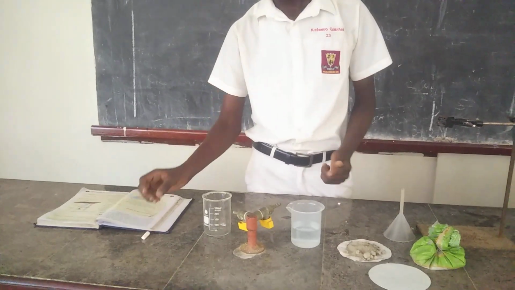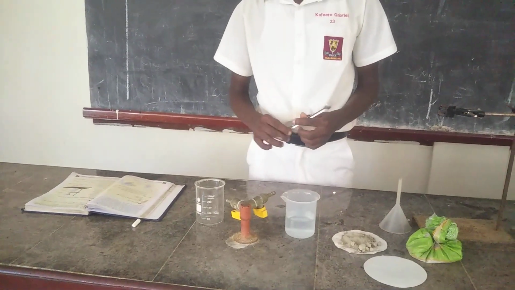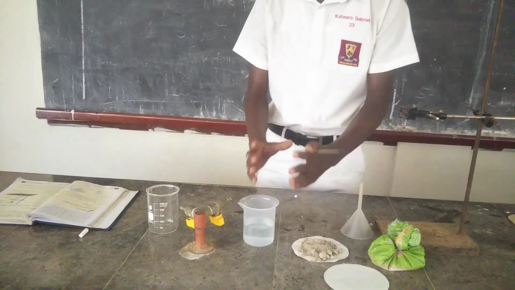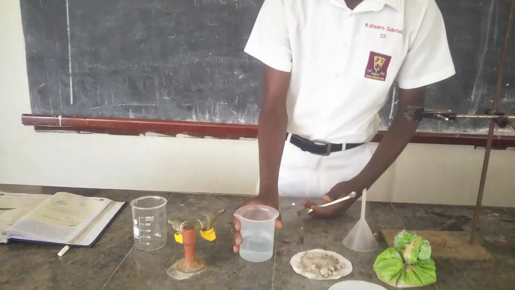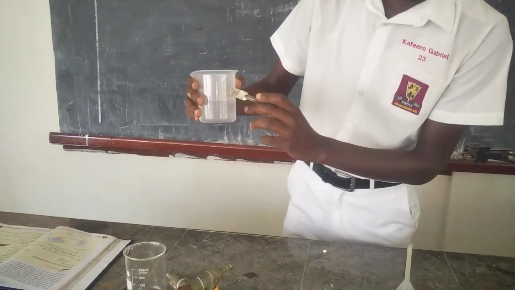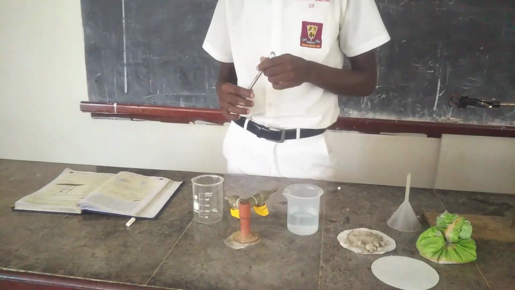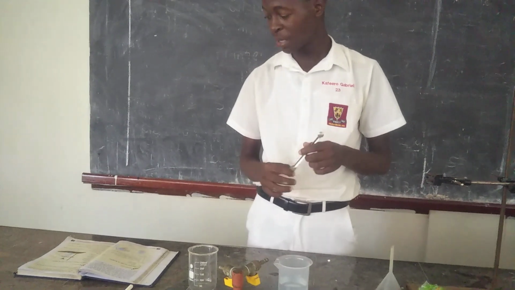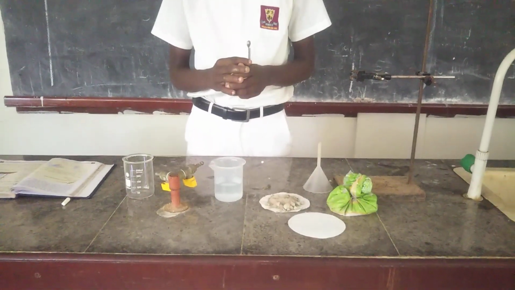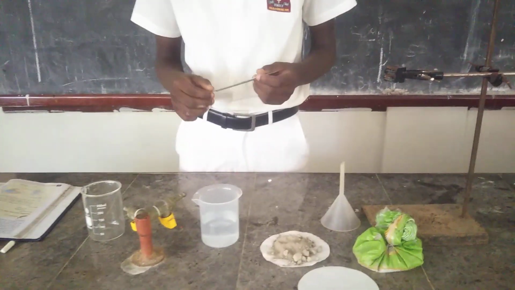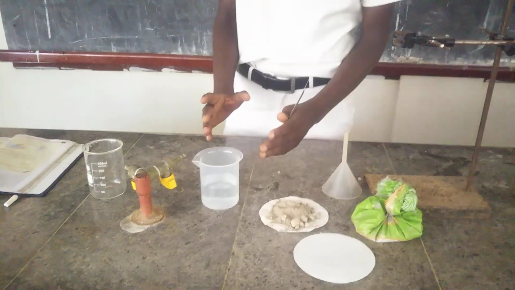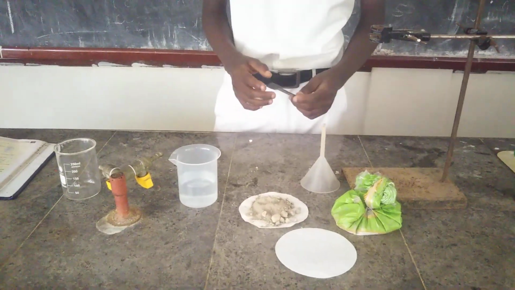My first procedure is to pour water into a beaker, not until it's filled. We have done that already, as you see. The water stops at the 150 mark. The next thing we need to do is to add a spoonful of sand into the beaker containing water and mix them properly. So let's do it.